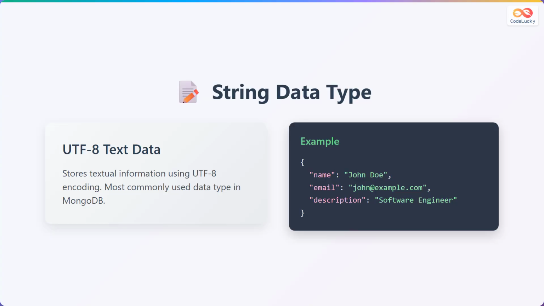Let's start with the string data type. Strings in MongoDB are used to store textual information using UTF-8 encoding. It is the most commonly used data type. Here's an example of how strings are used in a MongoDB document. The name, email, and description fields are all strings, holding textual data like John Doe, john@example.com, and software engineer respectively.